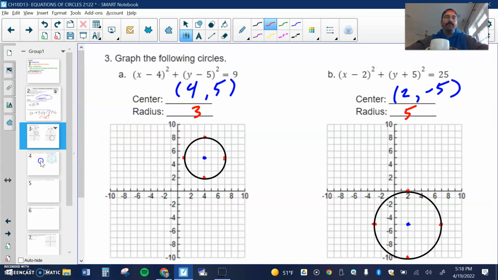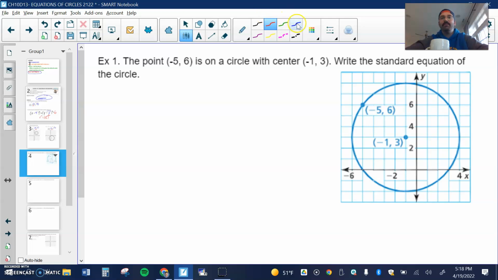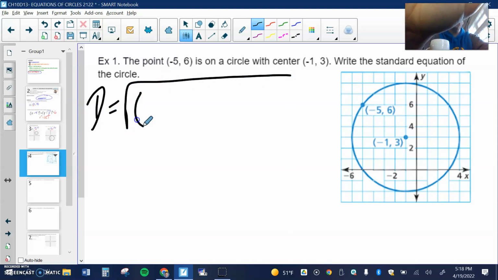There's your warm-up. We're going to take it one step further now. Instead of giving you the radius, we're actually going to have to find the radius, which means we're going to have to find the distance between these 2 points. Well, how do you find the distance between 2 points? You got to use our favorite thing, the distance formula.